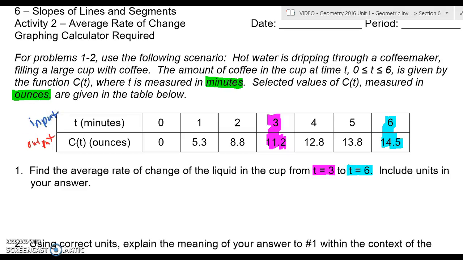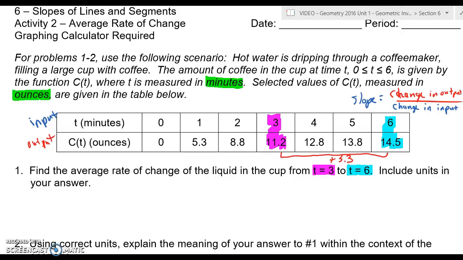So when we're dealing with slope, another way to think of slope is change in output over change in input. Okay? So what we want to first do is figure out how these outputs change. What's the difference between 11.2 and 14.5? And I'm calculating that I've got a plus 3.3.